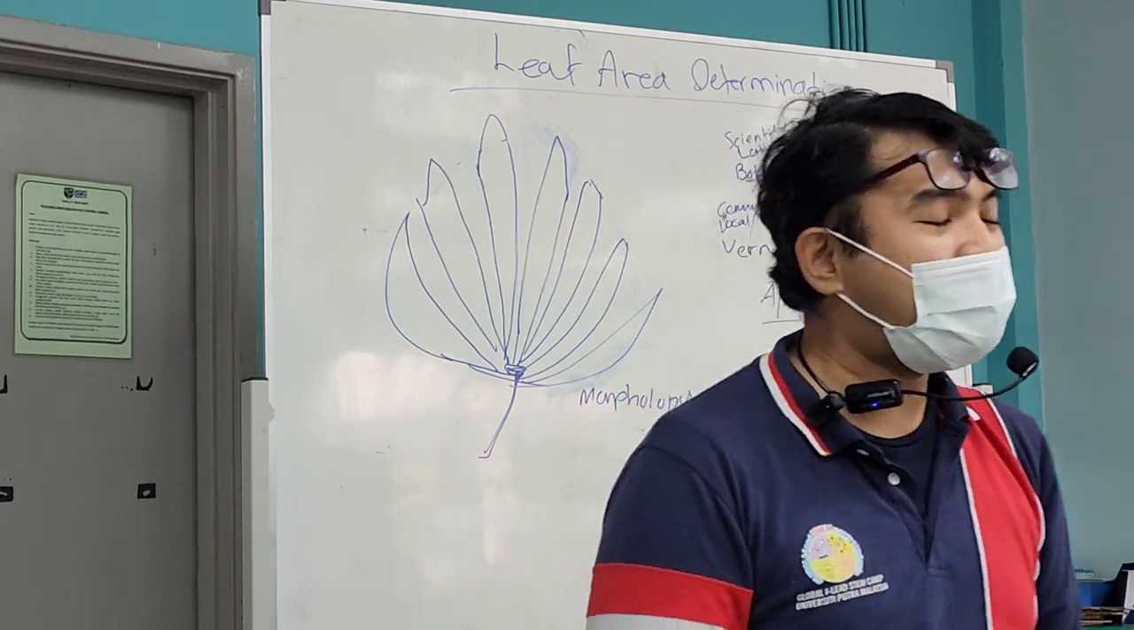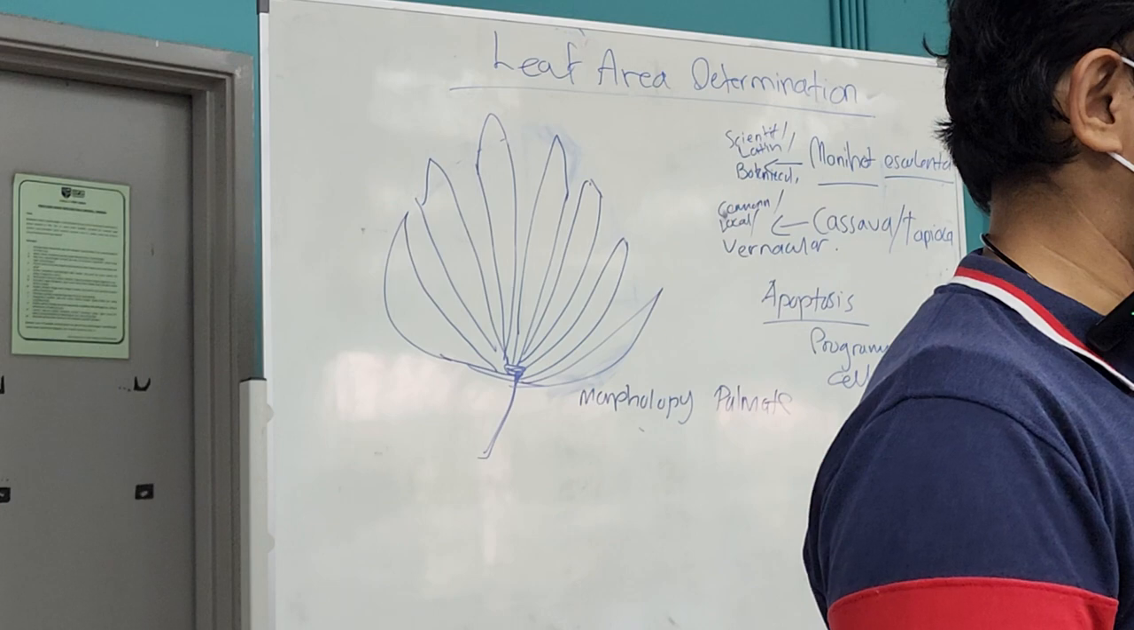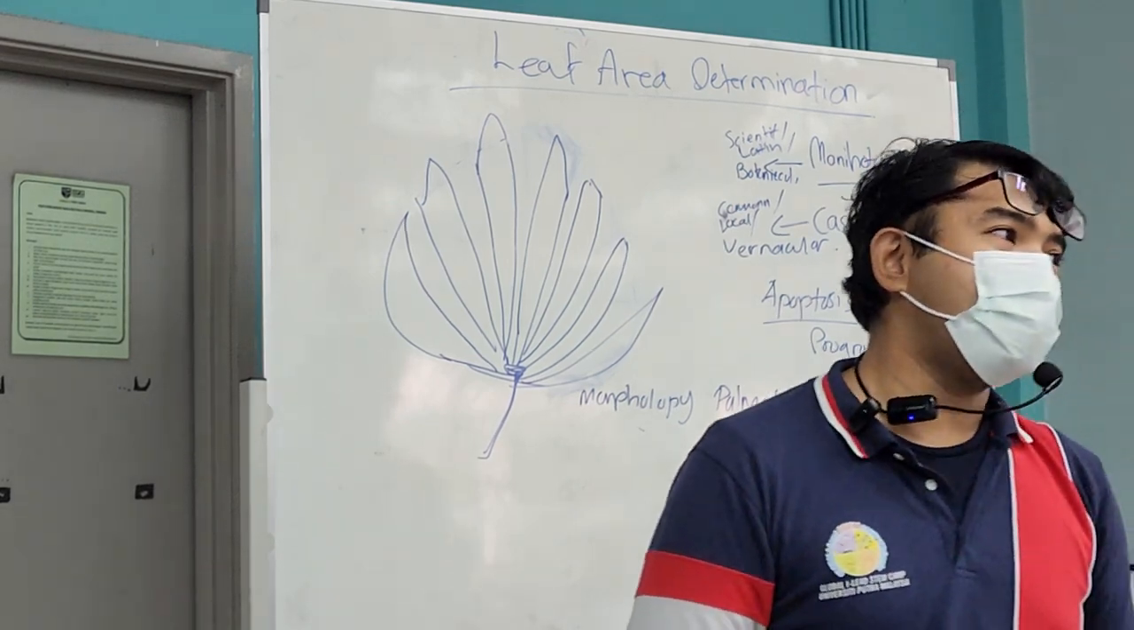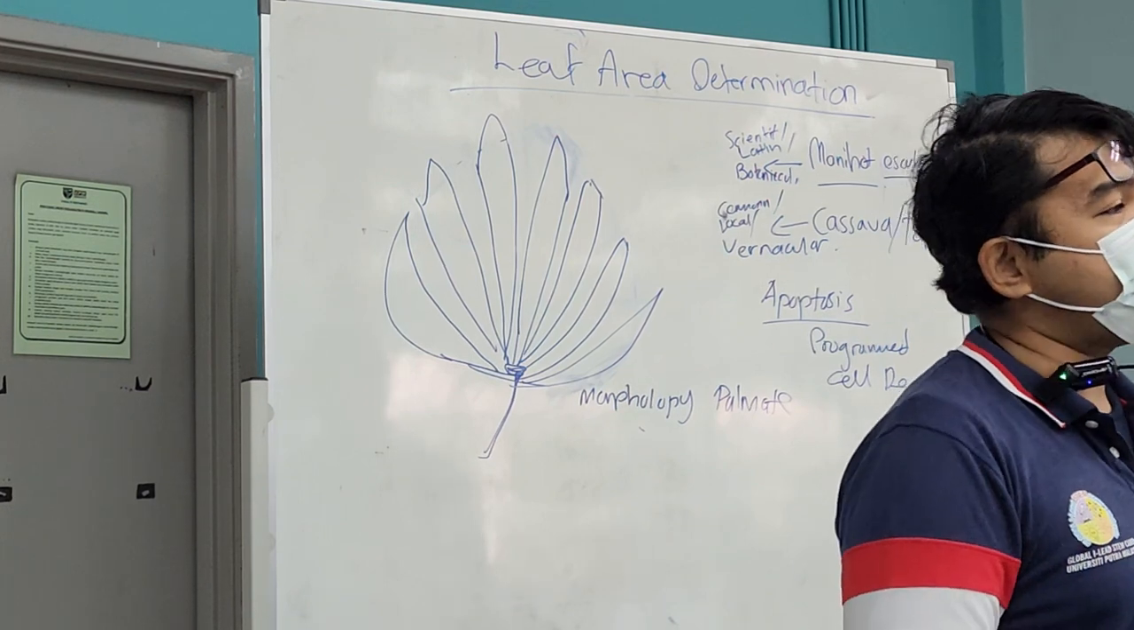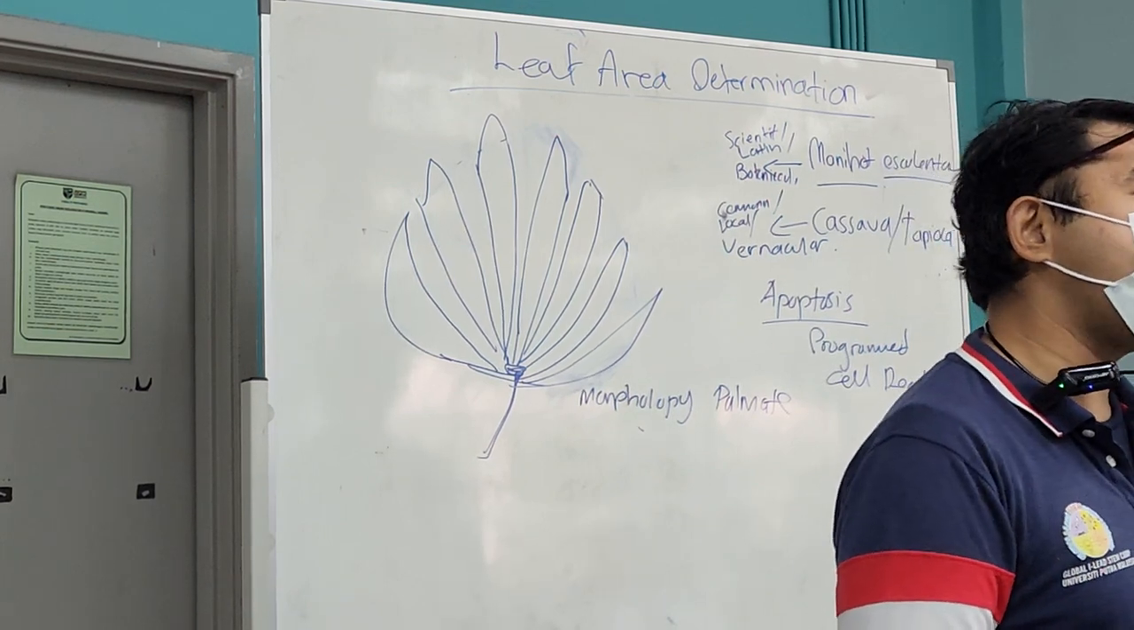Lung. Why lung? Exchange of gas. Well, roots make exchange of gas as well. Roots are breathing. Stem is breathing as well. Fruit is breathing. We're breathing.